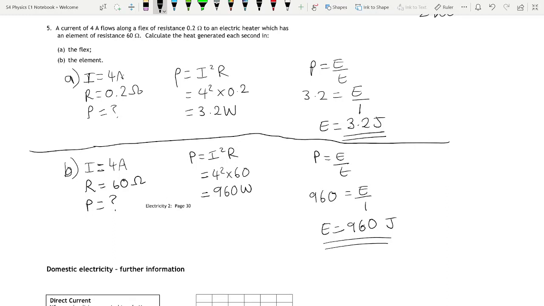So it should be just telling you there as well that the power is the amount of energy transferred every second, or the amount of energy generated per second. So if it's asking you what's the energy generated per second, it is the same as the power. Okay, but if in doubt, just put it into the equation power equals energy over time, and that'll tell you the answer anyway.